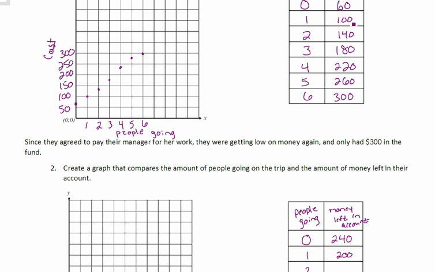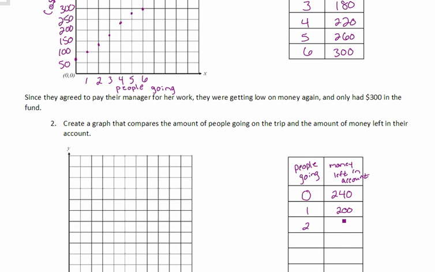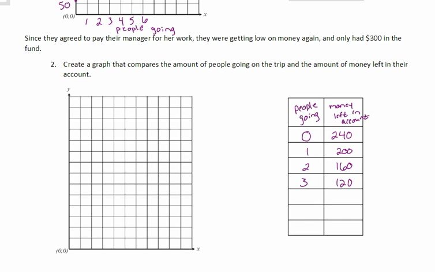300 minus that 100. 300 minus the 140. So again, notice that we have a pattern going. We're dropping by $40 each time until we run out of money.